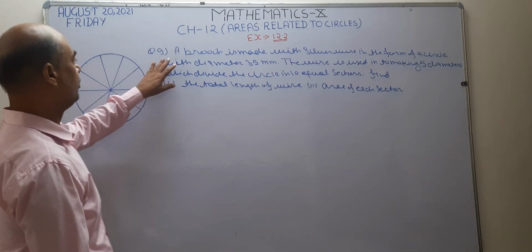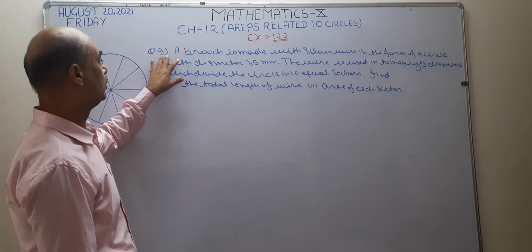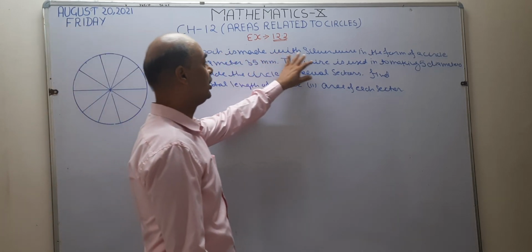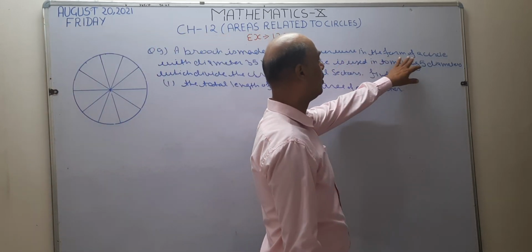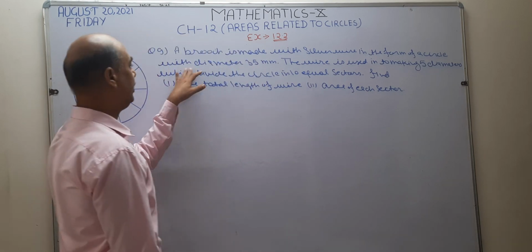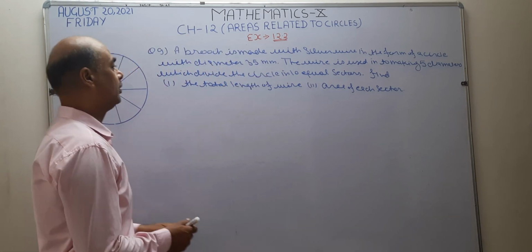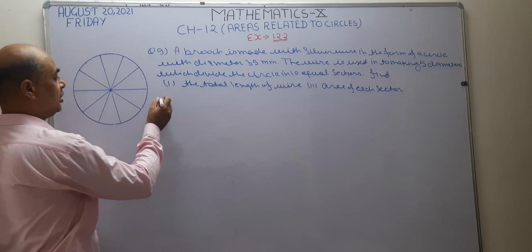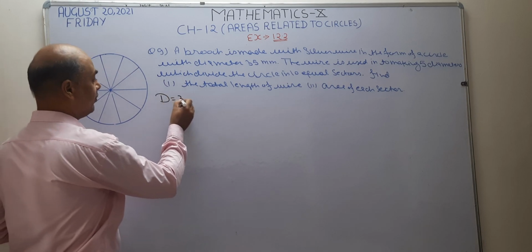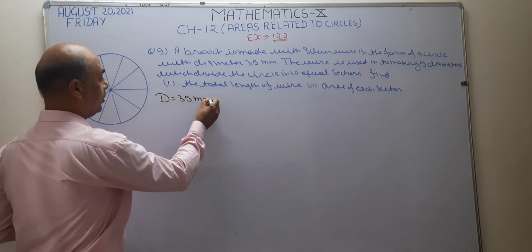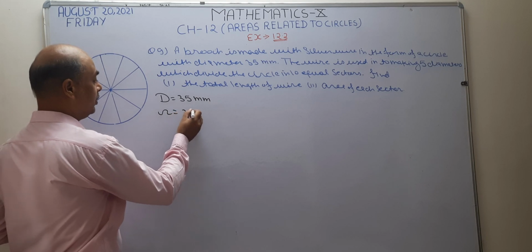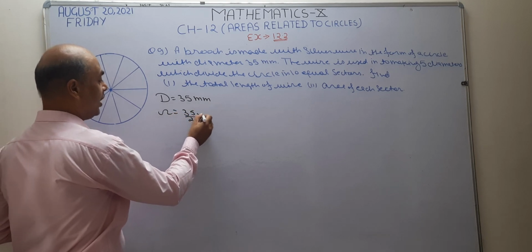Now we are going to solve question number 9. See what is given in this question. A brooch is made with silver wire in the form of a circle with diameter 35 mm. So the diameter of this circle is given. Diameter is given 35 mm, meaning radius becomes 35 by 2 mm.